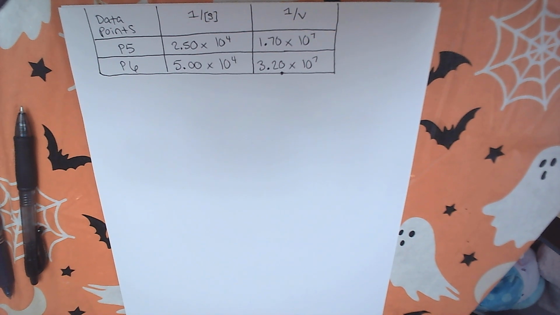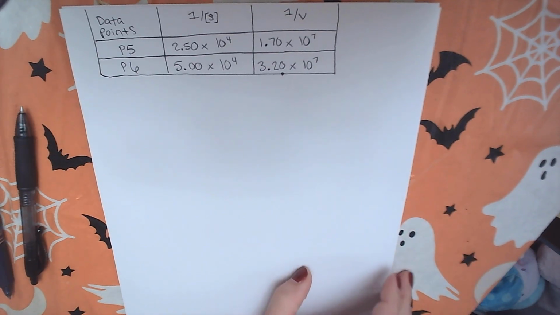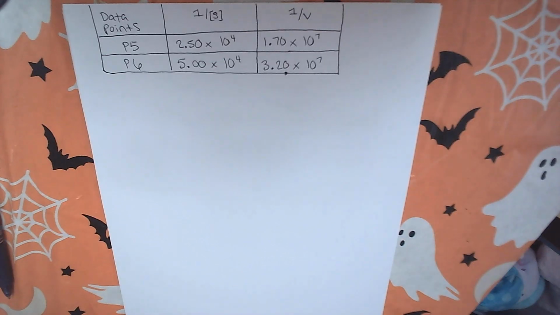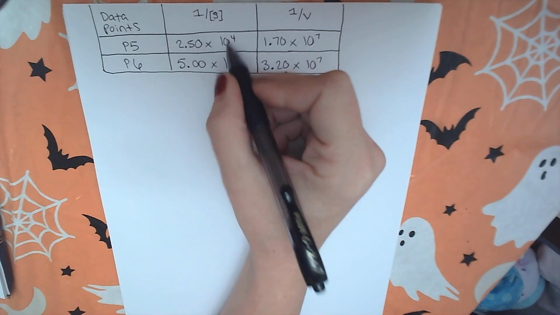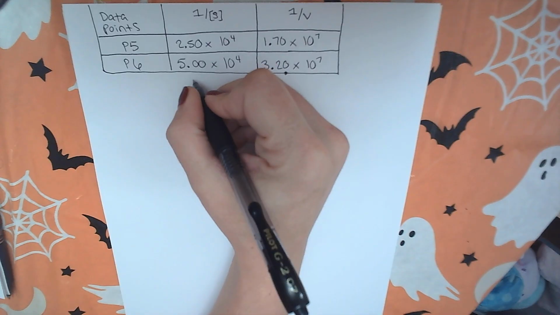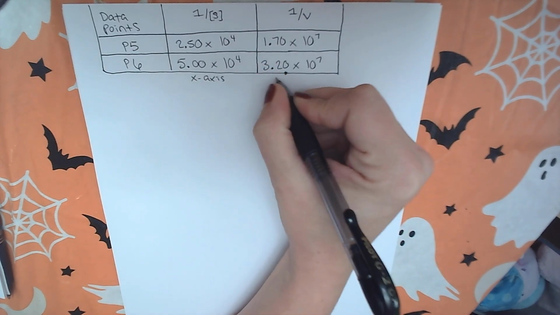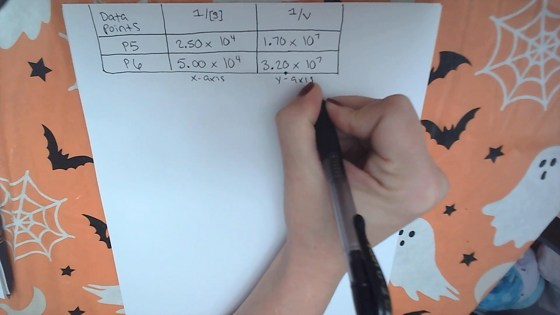All right. So number 4, create a Lineweaver-Burk plot from the table above using any 2 points. Calculate the Km and Vmax. So these are my 2 points I picked, the P5 and P6, and go from there. So the 1 over S is going to be our x-axis. Mark this. This is going to be the y-axis.